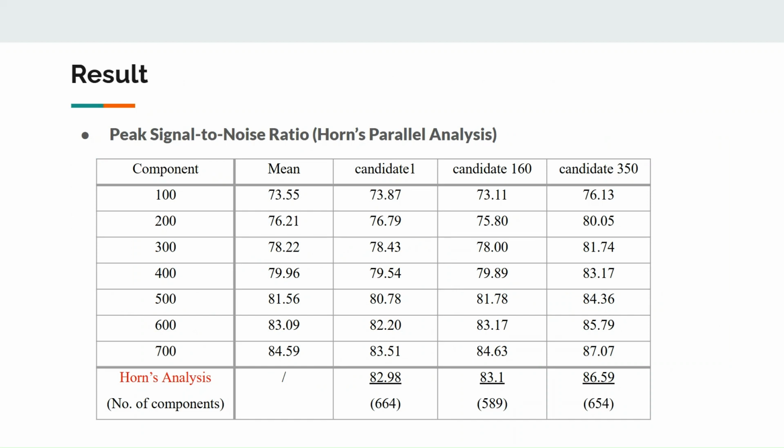Here we randomly choose 3 images: the first image, the 160th image, and the 350th image. The trend is actually similar. More components yield better quality. We also conducted a Horn's parallel analysis for these 3 selected images, set the p-value at 0.95, and the results are approximately 600.